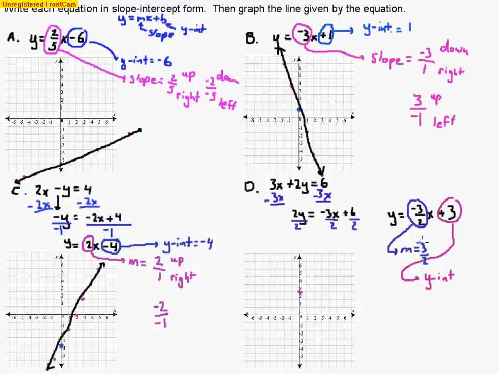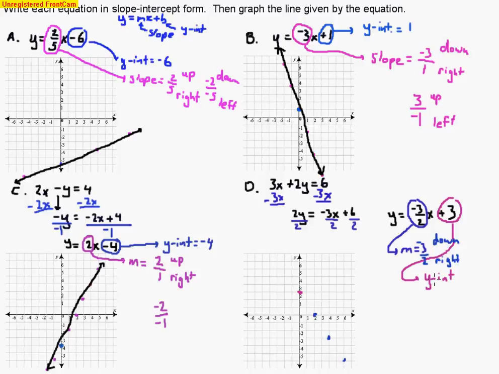So that negative 3 tells me I need to go down 3, but I'm going to go right 2 spaces. So down 3, I go 1, 2, 3, and then 2 to the right. Do that again: 1, 2, 3, 2 to the right. Down 3, 1, 2, 3, 2 to the right.